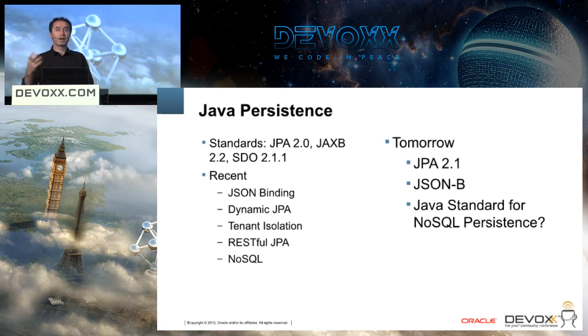JSON-B, where you would bind Java objects directly to JSON structures, there's no spec yet, but maybe. And then there's a question of whether there'll be a Java standard for NoSQL persistence. Currently there isn't one, but that's something else. So some of the things we're playing with here are going to feed into some of these possible futures. I'm going to walk through some of those.